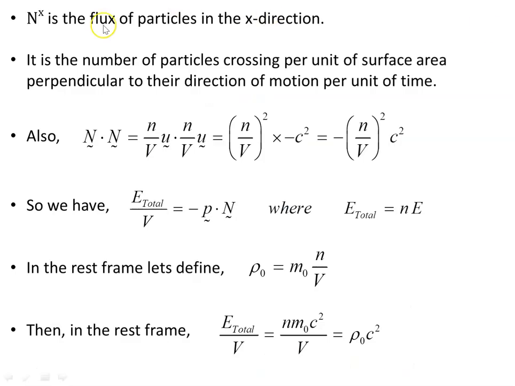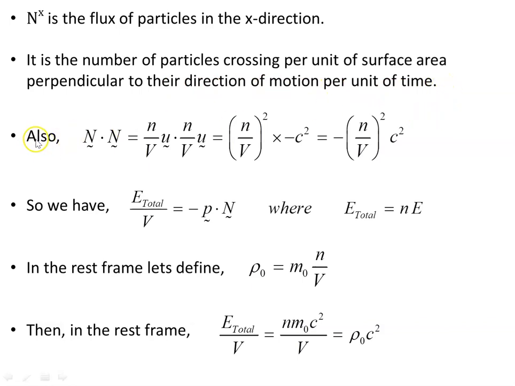But nx is just the flux of the particles in the x direction. It is the number of particles crossing per unit of area of surface area perpendicular to their direction of motion per unit of time. And hopefully my diagrams have made all that clear.